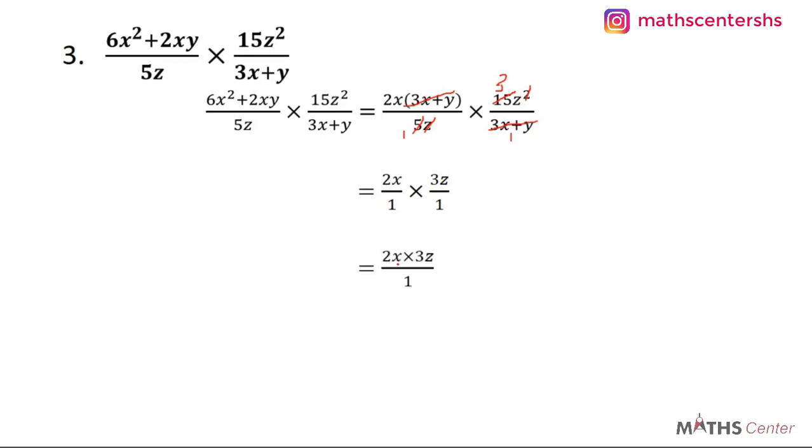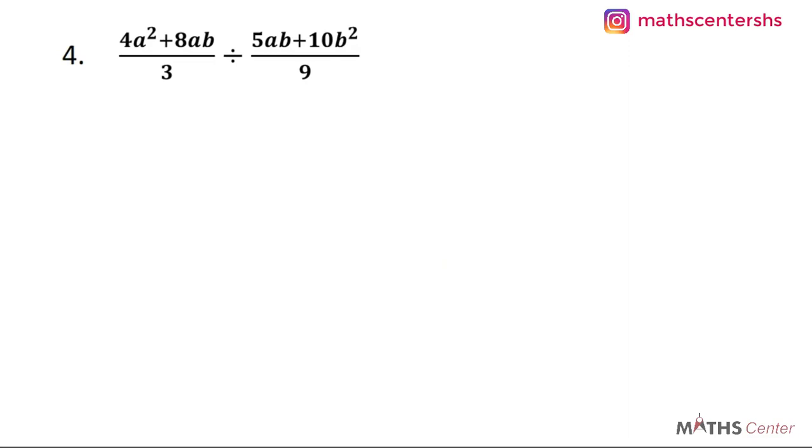So we are going to have 2x times 3z all over 1. We are going to have 6xz. Remember that when we are multiplying, the coefficients will multiply, so 2 will multiply 3. We are going to have 6. Then you have x and z. Now let's pick the next example.